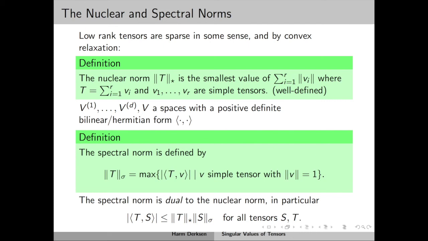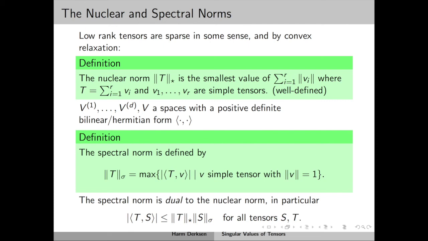Another norm for tensors is the spectral norm. The number that I defined there is actually a norm, the smallest value of this sum, and it's well defined. The spectral norm is the largest possible value of the inner product of this tensor with a simple tensor that has length 1. You can also think of T as a multilinear function, and you're trying to optimize the absolute value of T over a product of these spheres, because all these components of v lie on the unit sphere.